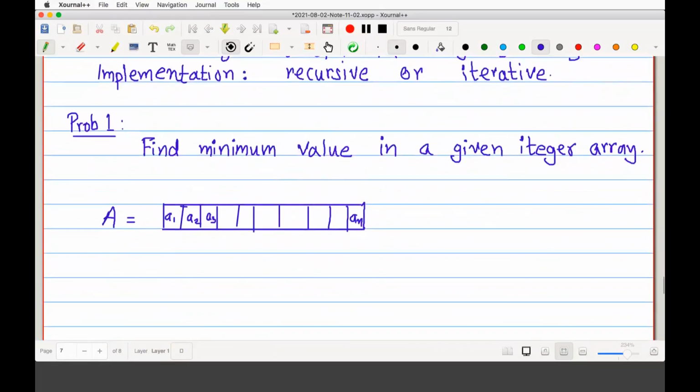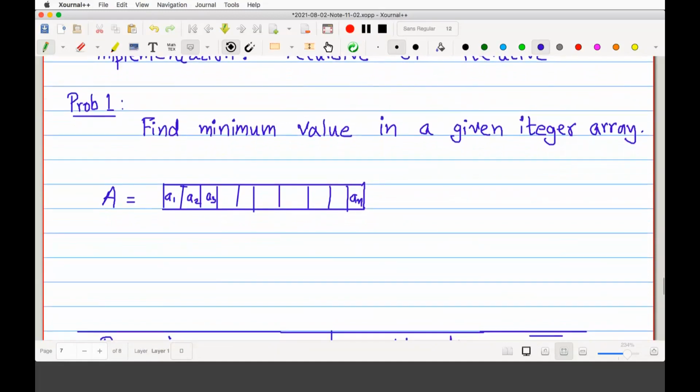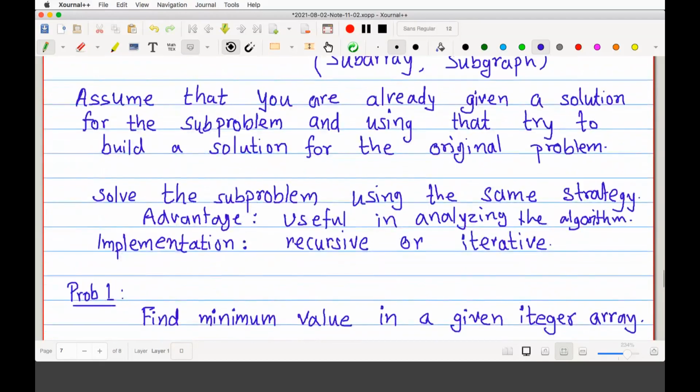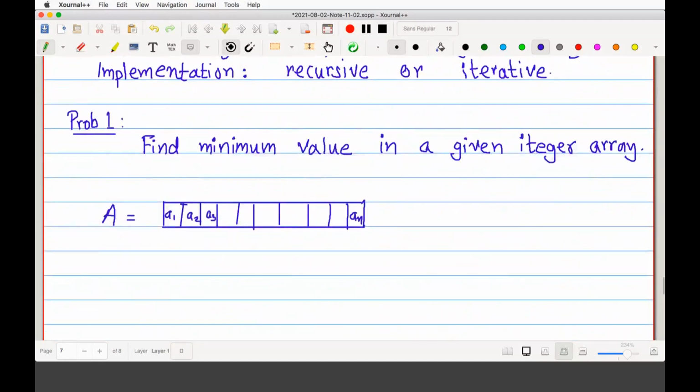Okay, so let's look at this very simple example of finding the minimum value in a given integer array. Let's say you have this array with entries A1, A2, A3 till AN. So the size is n, and we want to find the minimum value among these. Of course you know how to do this problem. I just want to describe this strategy using this simple example.